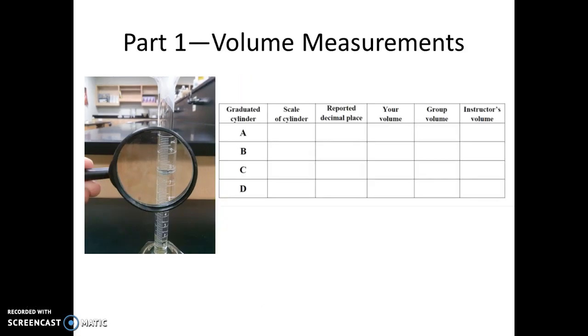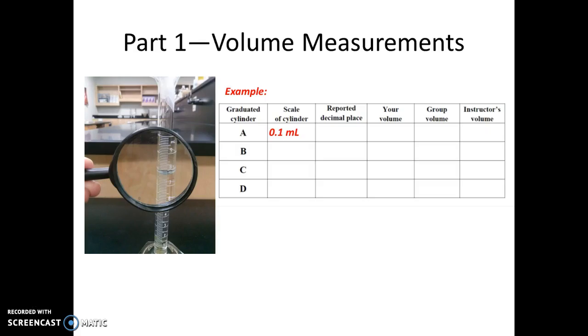This is an example of the data table that you'll be using for your data for part 1, and I want to go over what you're going to be recording in each column. The first column asks you to record the scale of the cylinder. You have 4 different graduated cylinders that you'll be making measurements of today, labeled A, B, C, and D. The scale of the cylinder is what we just determined, how much each step up is worth. For this graduated cylinder, I found the scale was 0.1 milliliters.